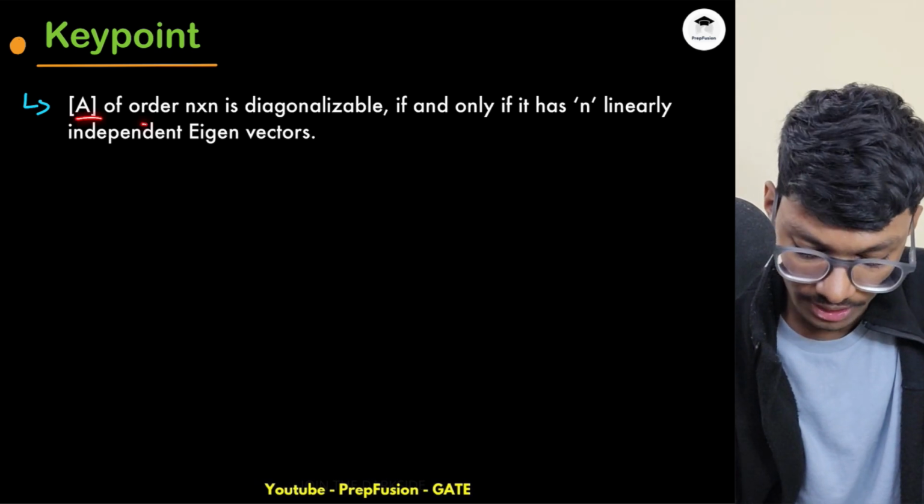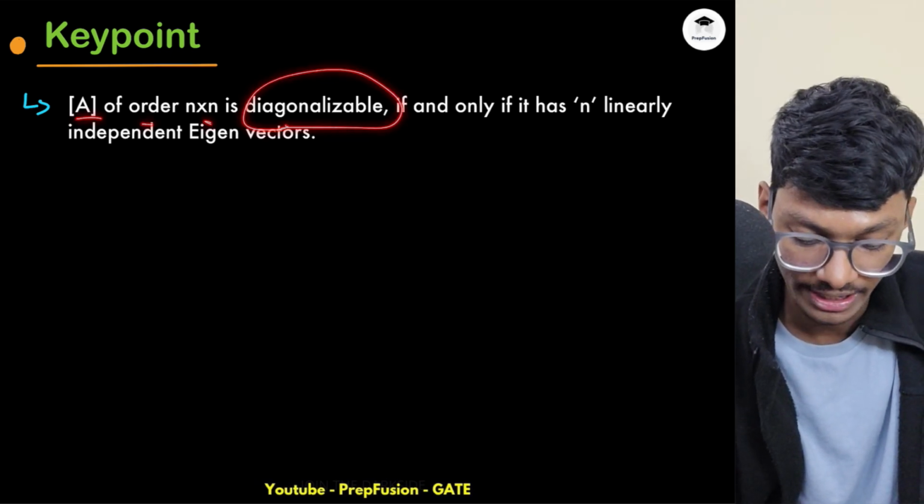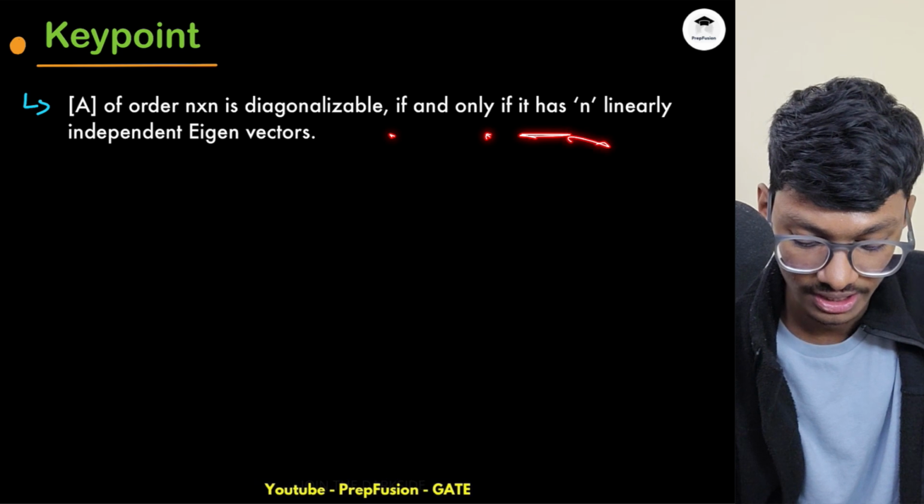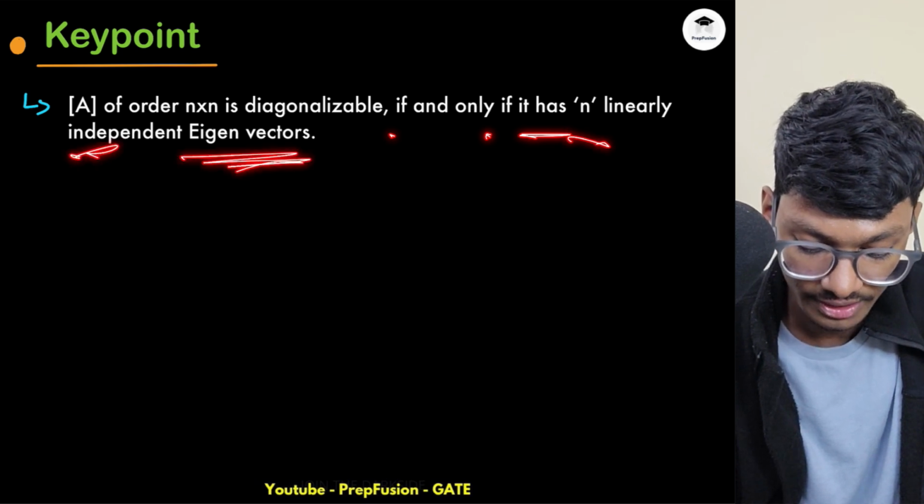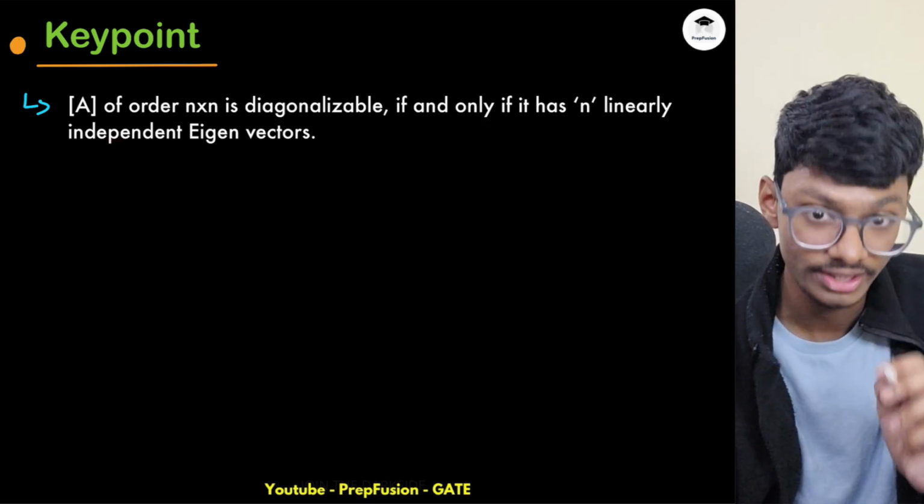A of order n cross n is diagonalizable if and only if it has n linearly independent eigenvectors. Why is this the case?